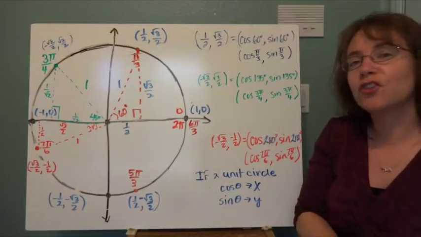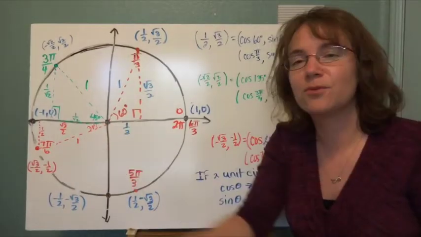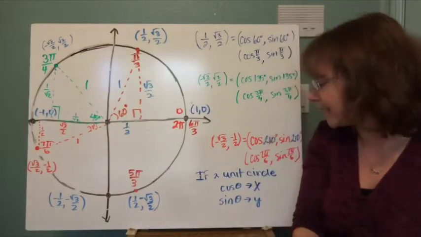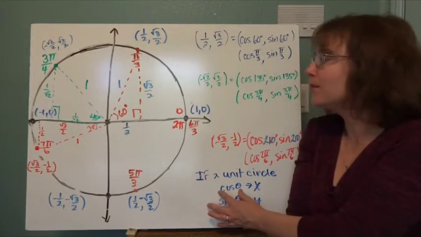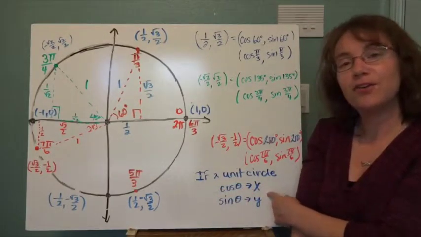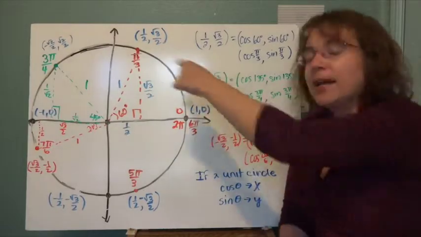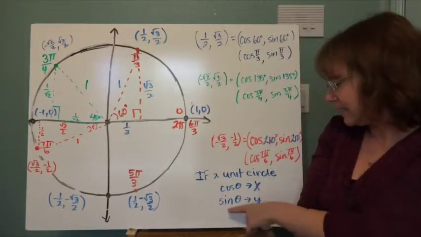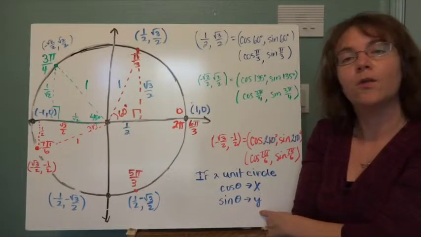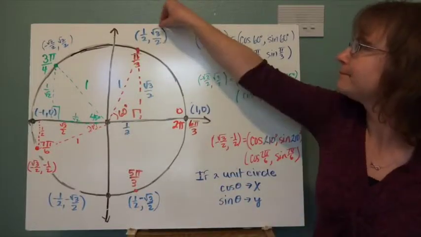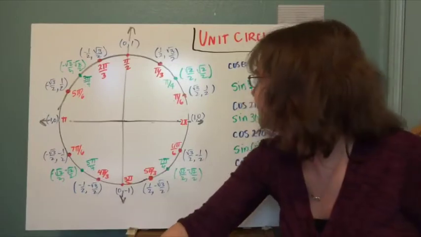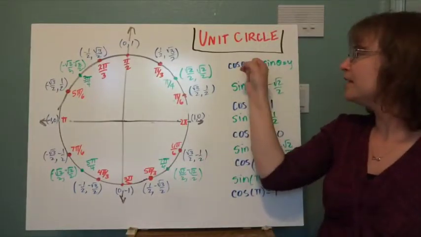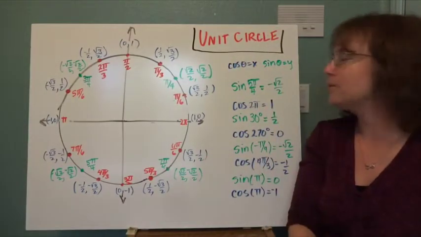So if it's a unit circle, and that's important because otherwise the radius isn't 1 and it doesn't work out like that. If it's a unit circle, the cosine of whatever you're talking about, the cosine of the angle, is going to be your x value of the point that it wraps to. And the sine of theta is going to be your y value. So let's take a look at how that works in our circle. So cosine of theta equals x, sine of theta is equal to y.